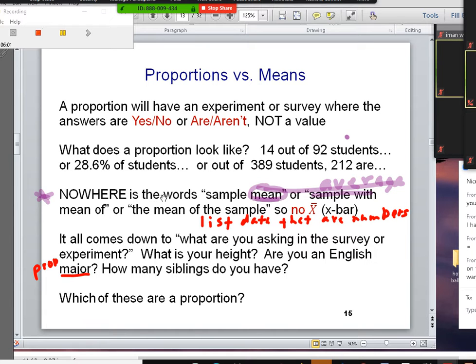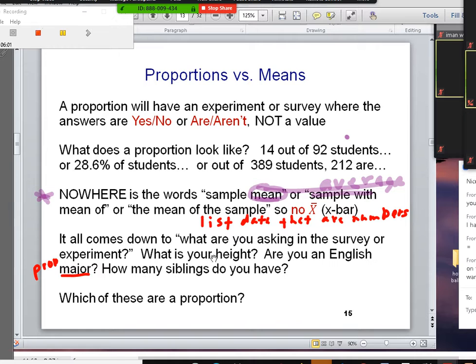A mean will always have the word mean or average, or X bar, which is another word for mean, right? This is a symbol for mean. Or it might be a mean in disguise, which is I give you a list of data that are numbers. When your data is numbers, then that's a mean because I'm saying you find the mean yourself. Here's a bunch of numbers, you find the mean, so that's kind of a mean in disguise.